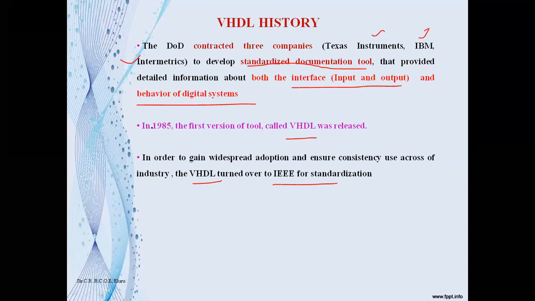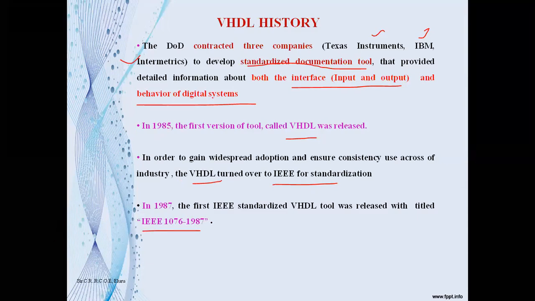So in 1987, the first IEEE standardized VHDL tool was released, and it was titled IEEE 1076. So this was the first IEEE standardized VHDL tool.